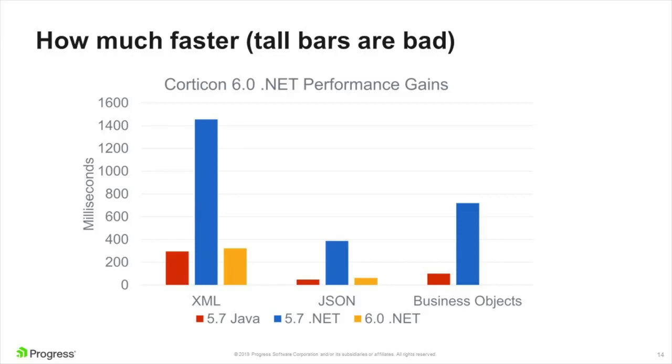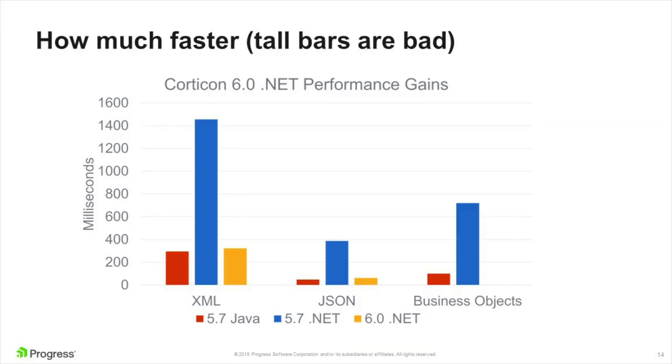There was a big performance penalty that you paid using .NET with 5.7 and earlier of Corticon compared to the Java version. Java was much faster. If you compare it to the 6.0, the yellow to the red here on the left, the .NET performance is really on par with the Java performance. And this is a significant advancement here. If you're deploying .NET, whether it's in process or in IIS application, you'll get much higher throughput and much better performance from your system.